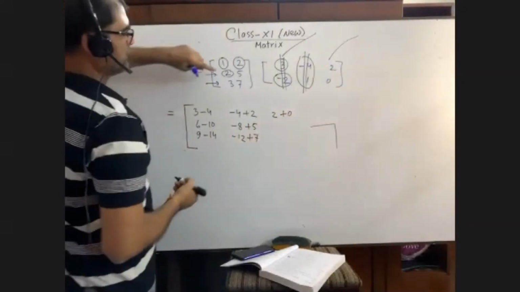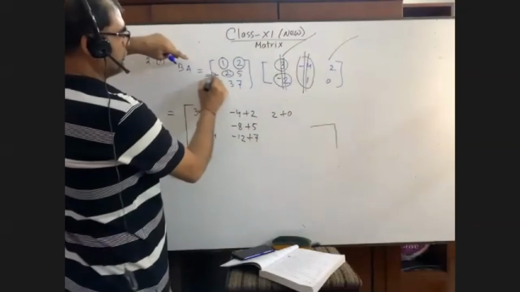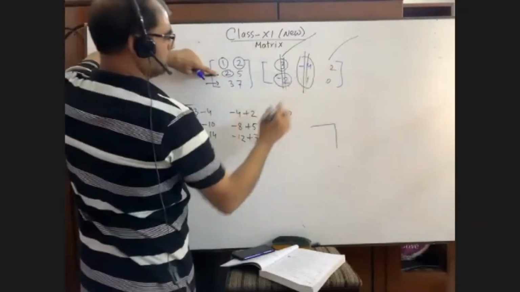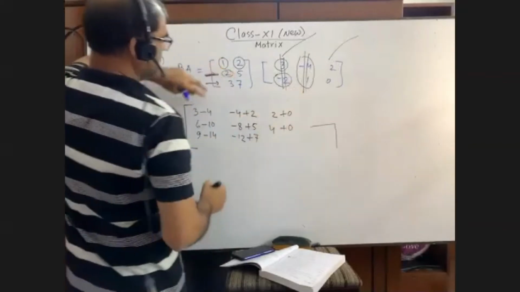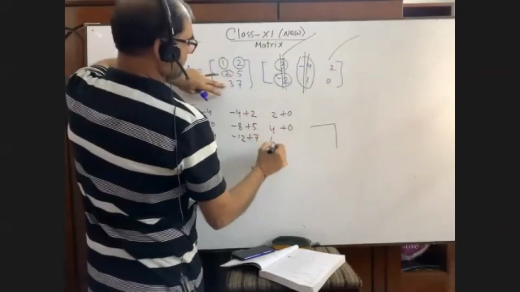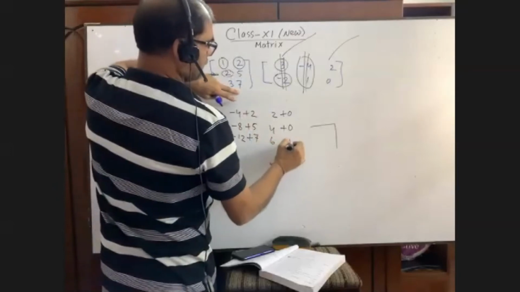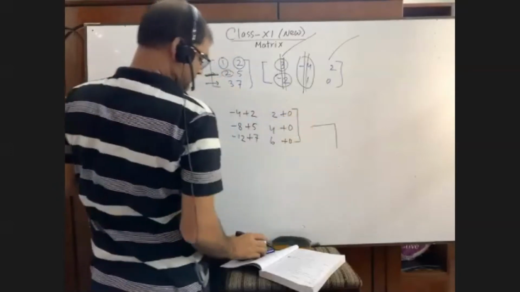That's good. Second row, this is the second row. 2 into 2, that is 4. 5 into 0, that is 0. 3 into 2, that is 6. 7 into 0, that is 0. So this is the math.